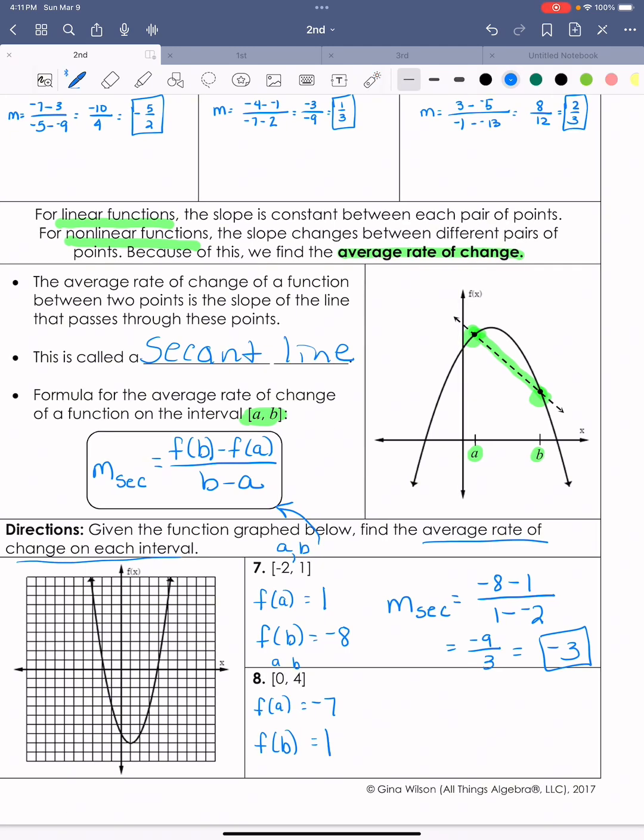And now I'm ready to fill into my formula. So the slope of the secant is f of b, which was 1, minus f of a, which was negative 7, over b, which was 4, minus a, which was 0. Simplifying gives us 1 plus 7 is 8. 4 minus 0 is 4. So my slope is positive 2.